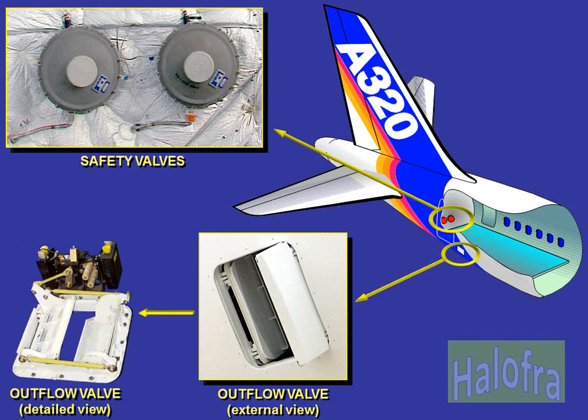To prevent excessive cabin differential pressure, negative or positive, two safety valves are installed on the pressure bulkhead at the rear of the cabin. Pressurization is achieved by means of a dual-gate type outflow valve. The outflow valve is operated by 3 electrical motors, 2 for automatic mode and 1 for manual mode.